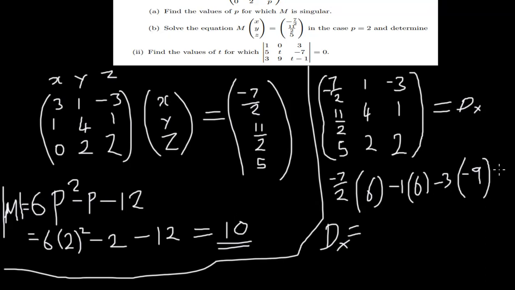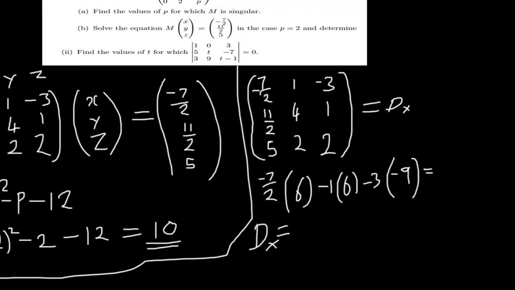Let me just move this side so that at least we have enough space. This is dx. So after finding dx, we're going to find our x: x is equal to the determinant of x over the determinant d. Our overall determinant d, we found it to be 10. Now let us find the dx which is supposed to be there.